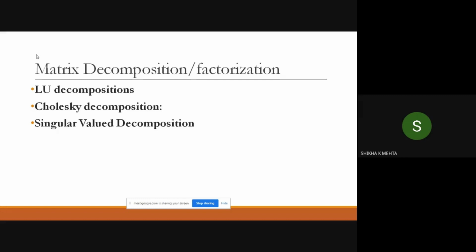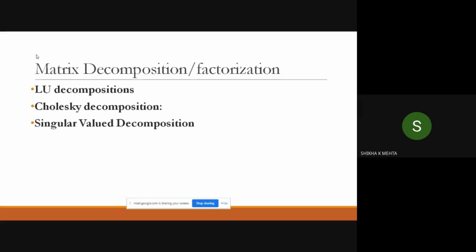So in that case, in engineering, what we are supposed to do is simplify the complex tasks and provide simple solutions. So here also, in the decomposition or factorization, we are trying to break down the complex matrix into simpler matrices, so that we are able to get the solutions easily and faster. These are the decomposition methods that we are going to discuss.